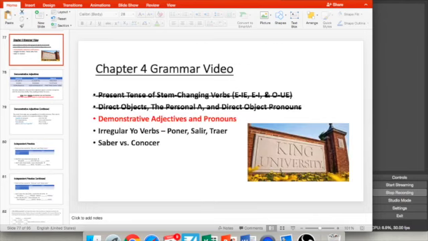Okay, so our third grammar topic to be covered in Chapter 4 is about demonstrative adjectives and pronouns, and we use these demonstrative adjectives all the time in English. So when you say this shirt, that backpack, those pens, these clothes, whatever it might be, those are demonstrative adjectives. This, these, that, those. And we use those a lot in English.